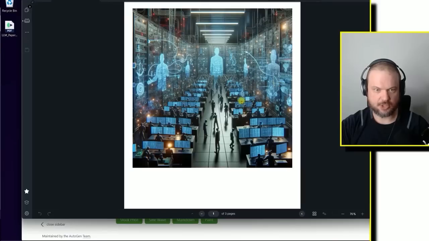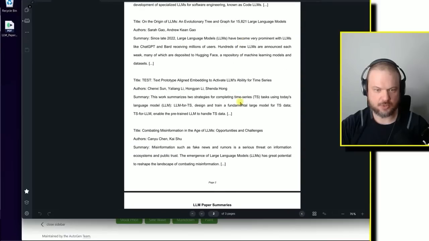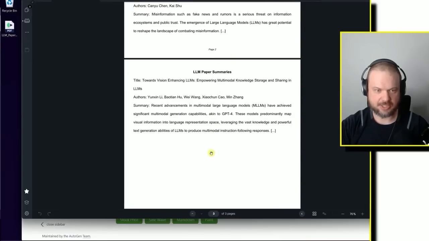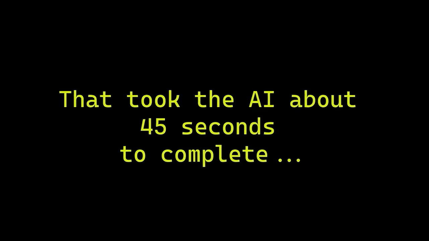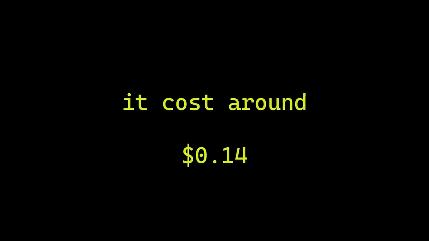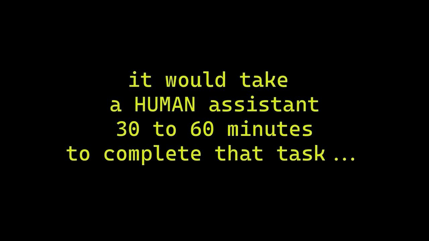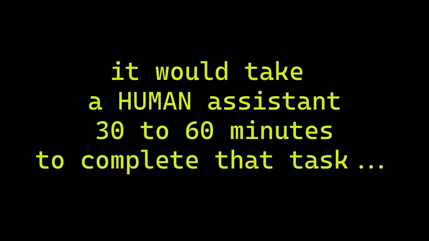Here's that PDF. This is page 1, and here's page 2 with the summaries continuing into page 3. That took the AI about 45 seconds to complete. It cost around 14 cents. It would take a human assistant 30 to 60 minutes to complete that task.